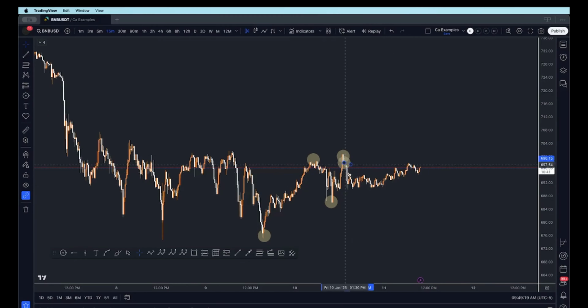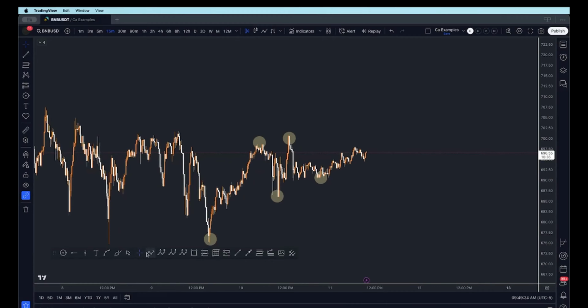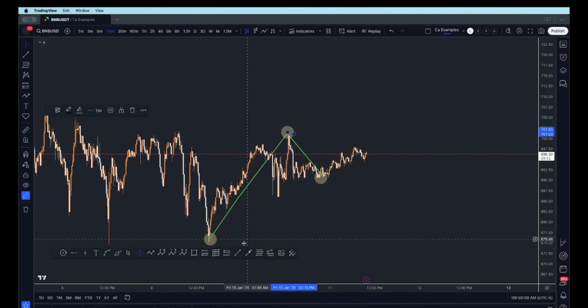Now, let me put it like this. Some people will say, okay, so this is my low, this is my high, this is my low, and this is my high, and then this is my low. Okay, cool. Some people might say, okay, you know what, this is my low, this is my high, and then this is my low. Some people might not count this. Some people might say, okay, this right here is going to be my high, connecting from here to here to here. So it's really subjective, right?